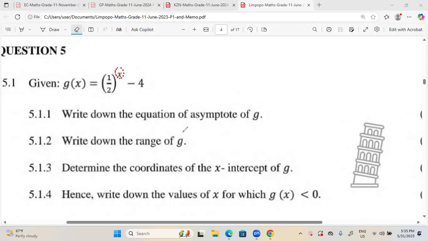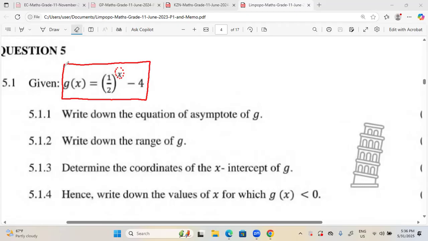with exponential function. For example, if I say f of x equals 2 to the exponent x, the variable x is the exponent. So this f of x is the exponential function. Now the first question says, write down the equation of the asymptote of g. Where is our function g of x? This is our function g of x. So they want us to write down the equation of the asymptote of g.